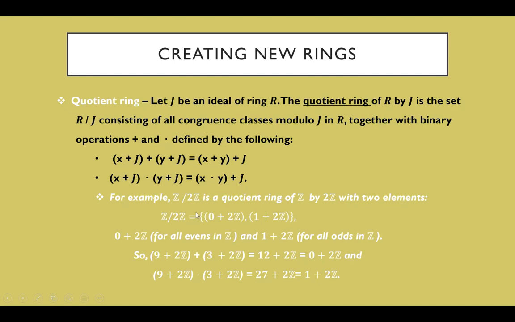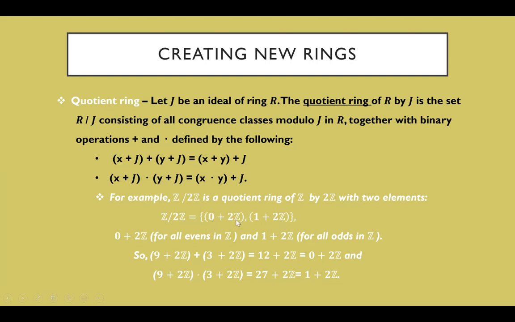If we think about this example, again, I'm using a simple ring, the set of integers, and a subset, the even integers, 2Z, so Z/2Z is a quotient ring. And it's defined with two elements only, 0 + 2Z and 1 + 2Z.